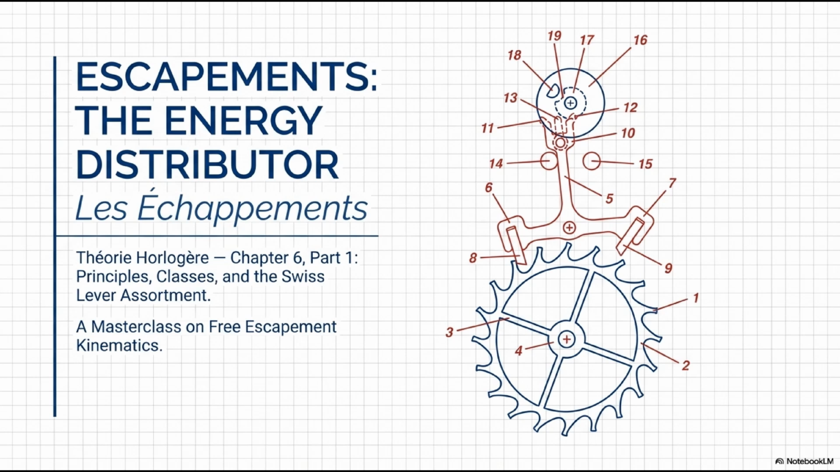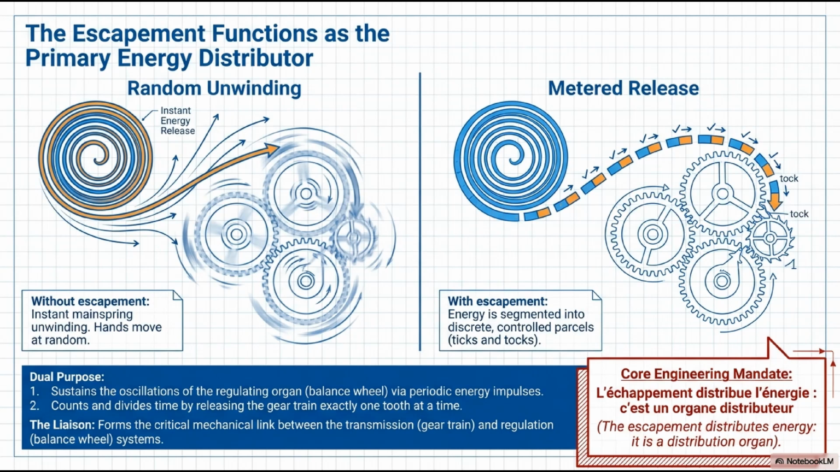Let's get started. Let's begin with the most fundamental question: what does an escapement actually do? And the answer is not one thing, it is two simultaneous, inseparable, and equally essential functions that must be performed with perfect coordination on every single beat. Function 1: sustaining the oscillator. The escapement periodically injects small, precisely timed impulses of mechanical energy into the balance wheel, the regulating organ, to compensate for the energy the balance continuously loses to friction at its pivots and to air resistance as it swings.